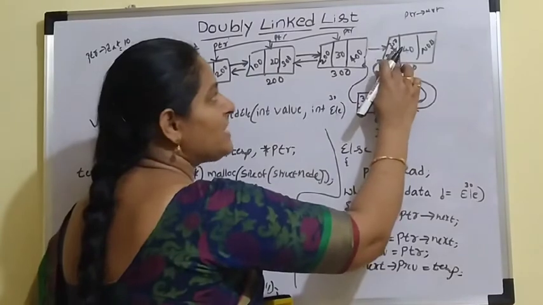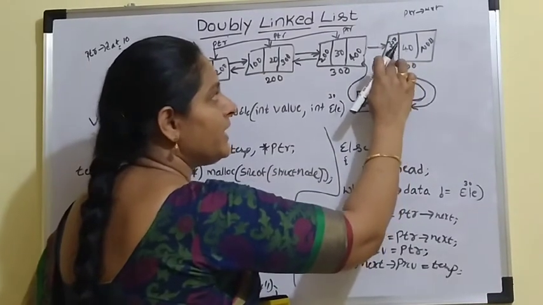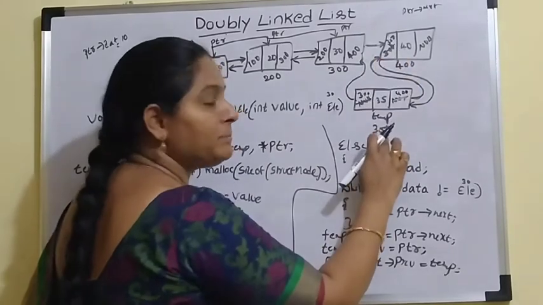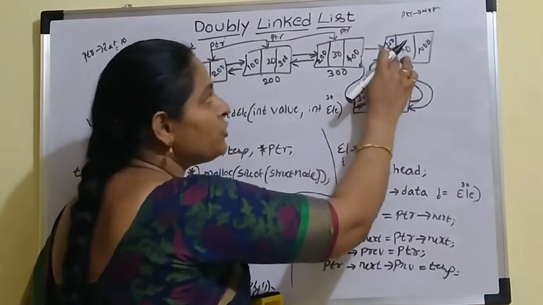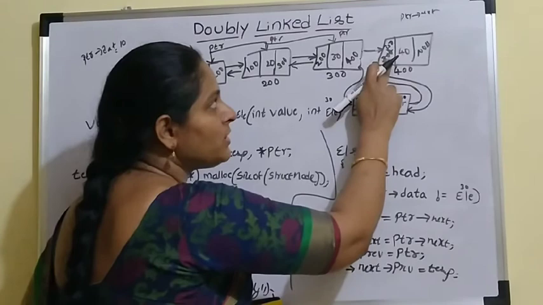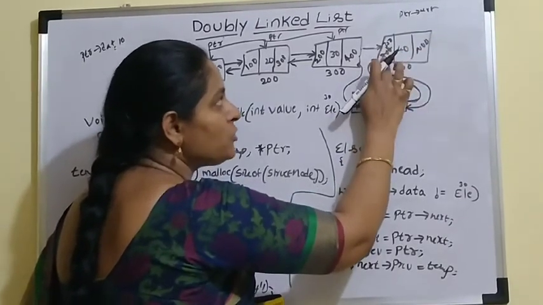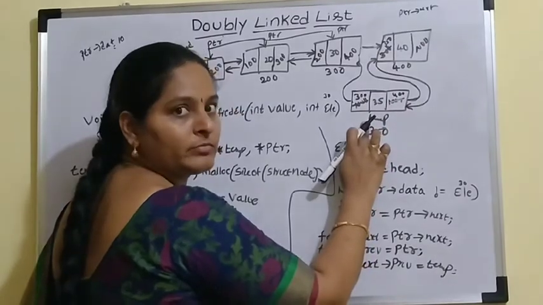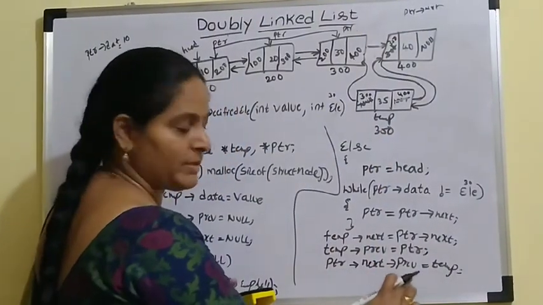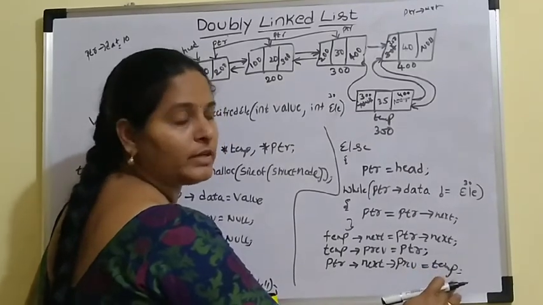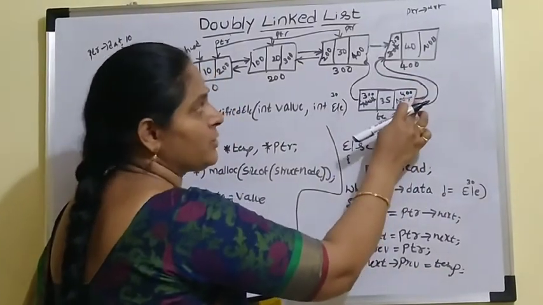Previously in this node we had the address of PTR. Now we should replace this address with the temp address. So how do we identify this position? This is the PTR next. In PTR next, the previous position we should replace with temp. So the same thing I have written in this statement: PTR next previous equal to temp. Now this connection is established.